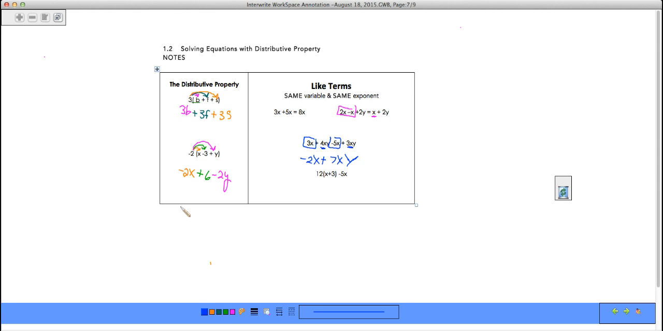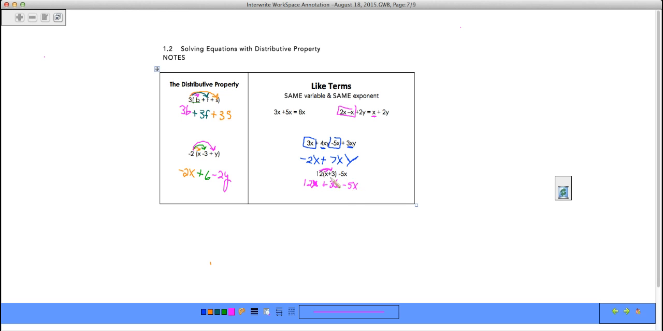So looking at our last example on this page, I have parentheses. Anytime I have parentheses, I need to start by distributing. Remember, that's just to multiply. So 12 times x is 12x. 12 times 3 is going to give me plus 36. And then I have a minus 5x here. And I'm just going to bring that down. That's not in parentheses, so I don't multiply it by anything.